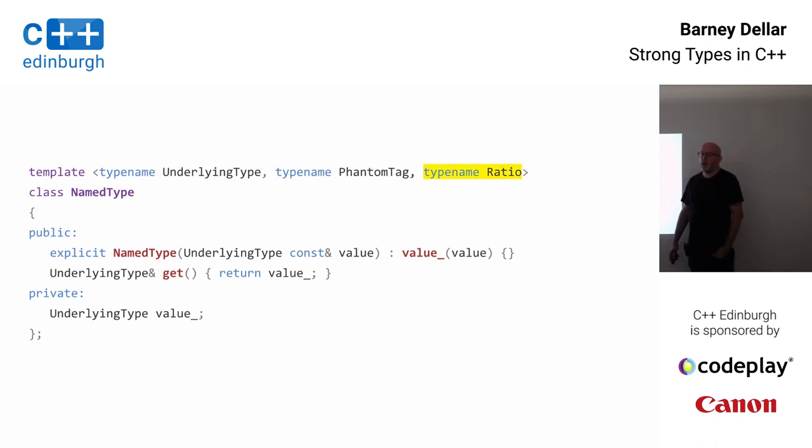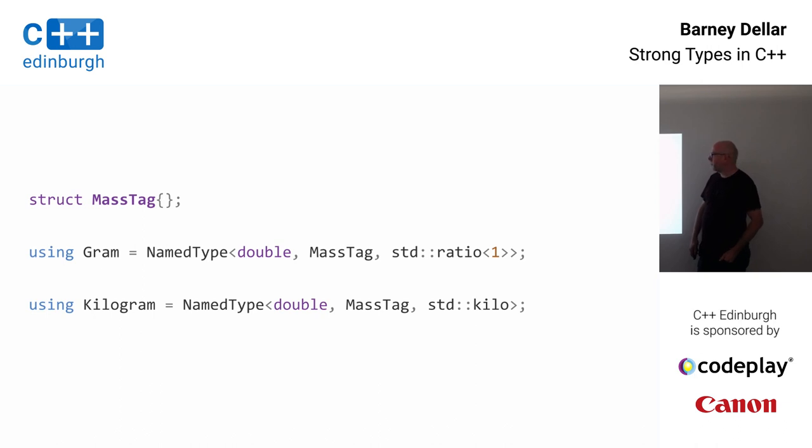but how do we use it? What we're going to do is define a base type with a ratio of 1:1, and then define other types as multiples of the base. So this is what we're aiming to get, something like this, where a gram is a NamedType templated on mass and a ratio of 1, and a kilogram is a NamedType, again, templated on mass, but with a ratio of 1,000:1. The standard library also gives us these nice std::kilo, std::milli, all these things. It's just the same thing as std::ratio of 1,000:1. So the only difference here is the ratio. The phantom tag is the same, the underlying type is the same. So almost the same type, but not quite.